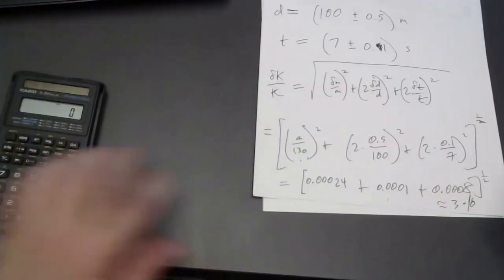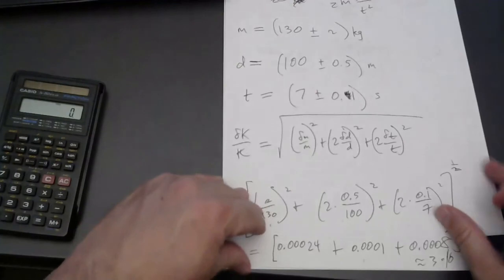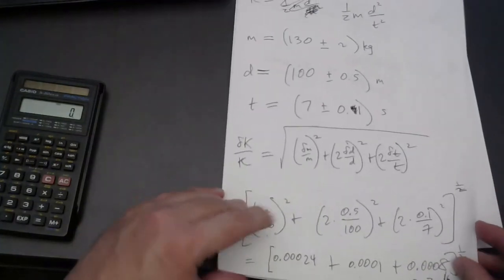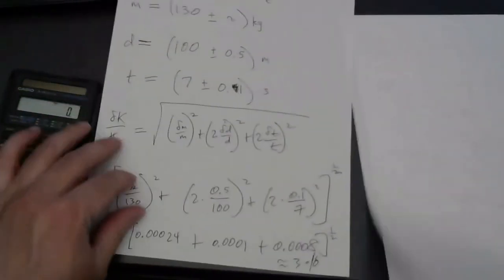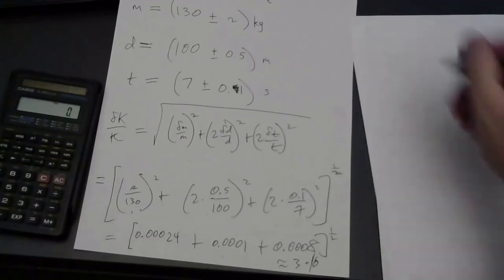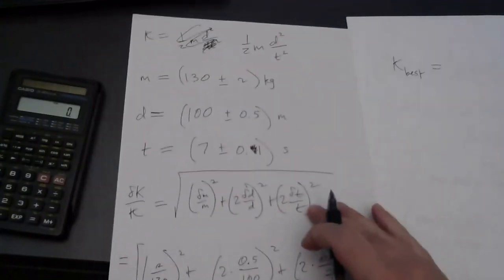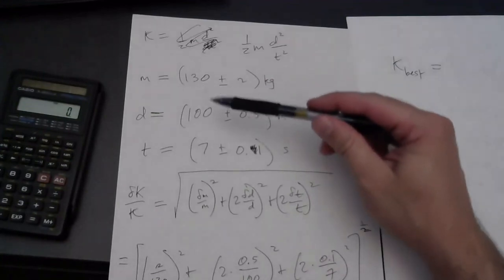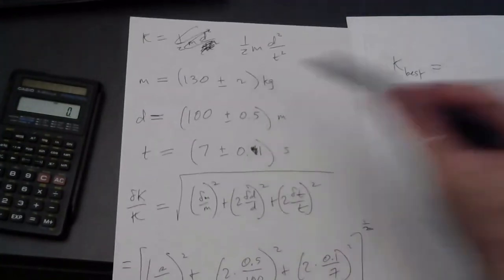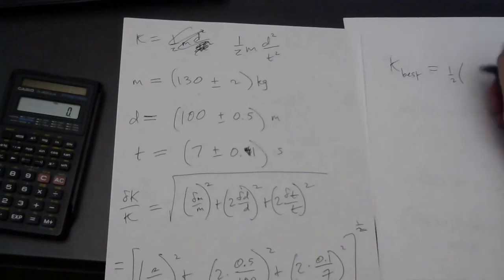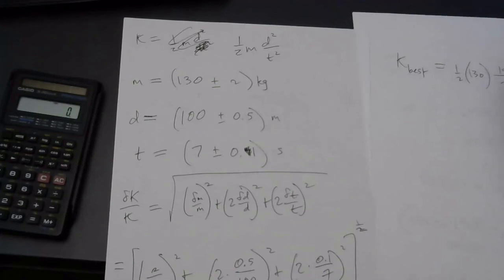uncertainty. Hope I did that right. That's a percent sign, 3%. So let's convert that back into an absolute uncertainty. First, I need to find the value of Q best. I would just plug my best estimates of mass, distance, and time into the formula for kinetic energy. My best estimate for the mass is the 130. The distance was the 100, and the time was 7.